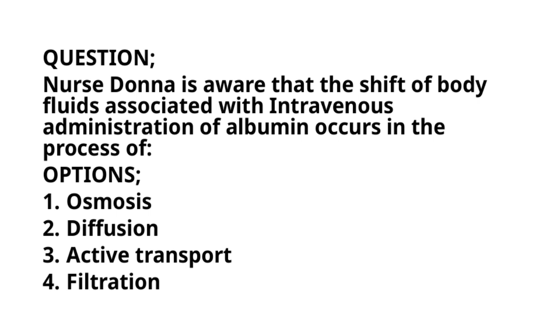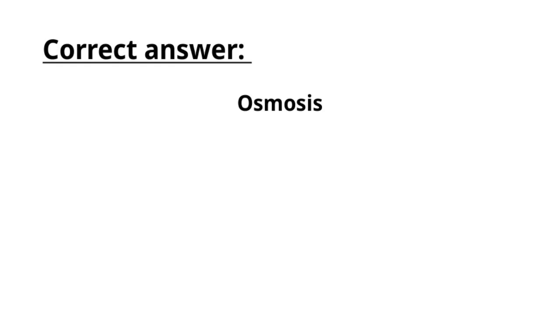Understanding this helps us see how IV fluids like albumin can effectively restore circulating volume and maintain proper fluid balance in our patients. Let's take a closer look at osmosis. Osmosis is a fundamental process in biology, and it involves the movement of water molecules. Specifically, water moves from an area where there's a higher concentration of water to an area with a lower concentration. This movement happens across a semi-permeable membrane, which allows only certain molecules to pass through.